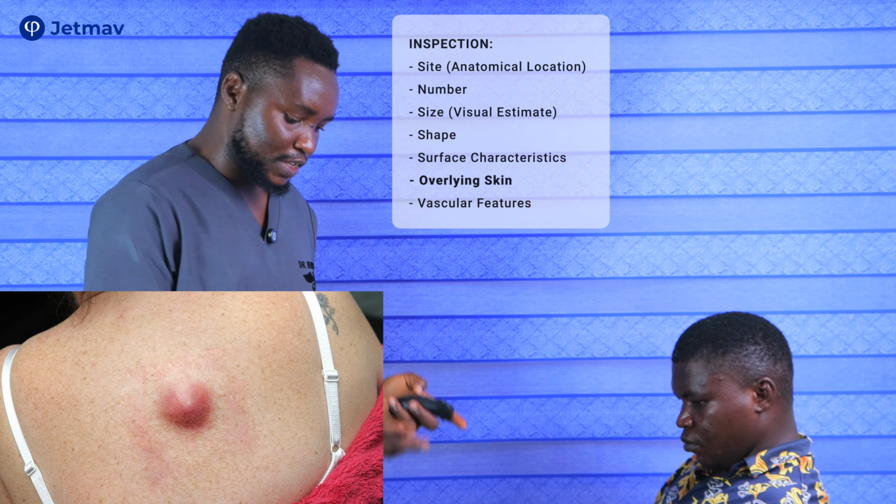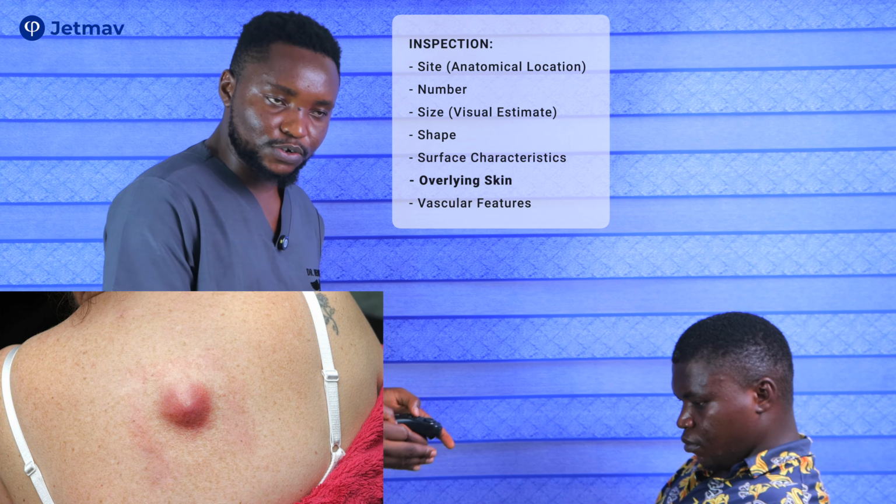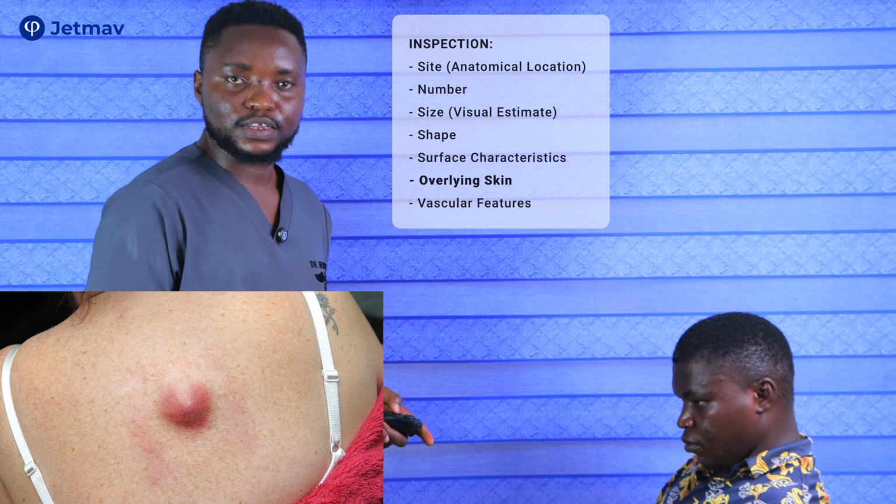Or there might be hyperpigmentation. So look at the overlying skin to know if the skin is normal in color and texture, or if there's a change in the skin when compared to the surrounding skin. Then you note your findings.